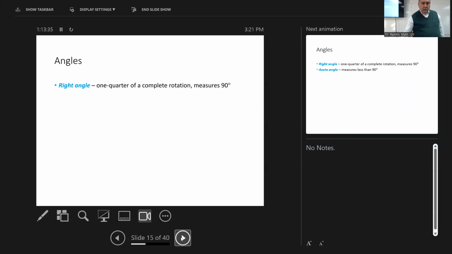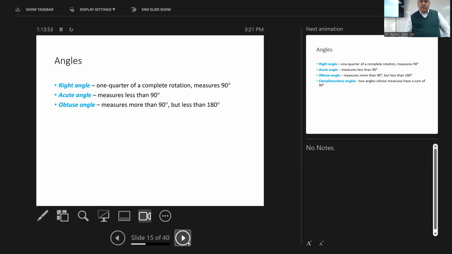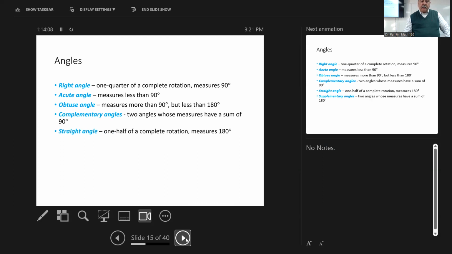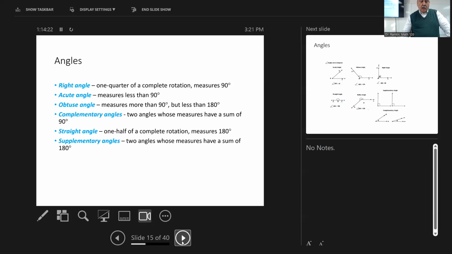Let's talk about angles. We have different kinds of angles. A right angle is 90 degrees. Angles are measured in degrees, like 90, and you put a little circle above it. An acute angle is less than 90. An obtuse angle is more than 90 but less than 180. Complementary angles are two angles that add up to 90 degrees. A straight angle is half a complete rotation, basically a straight line, 180. I will show you the figures. Supplementary angles are two angles that add up to 180.